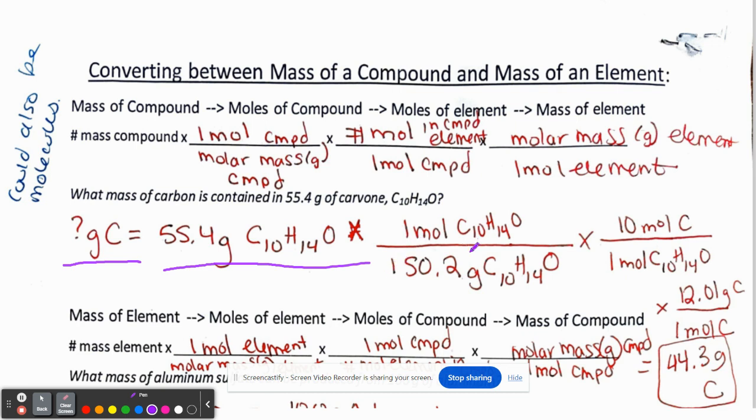The first step, we need to figure out the molar mass of our compound. So you're going to go to the periodic table. You're going to figure out the mass of carbon, and you're going to multiply it by 10, right? And then you're going to go to the periodic table, and you're going to find hydrogen, and you're going to determine the mass of hydrogen. You're going to multiply that by 14.